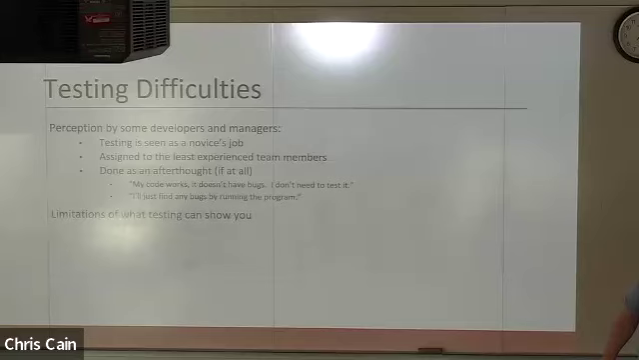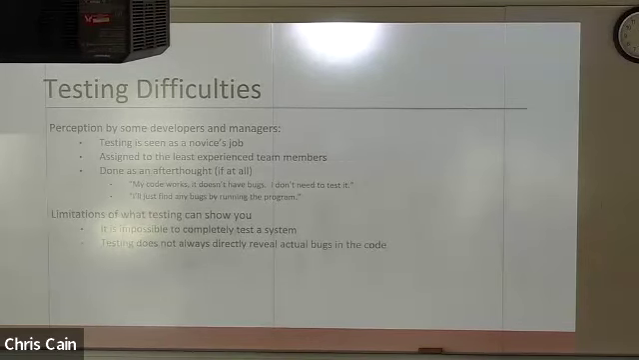Some limitations of what testing can show you. You cannot completely test a system. There are going to be so many potential inputs to a system that you cannot verify the associated output. And again, what that means is you need to use critical thinking as you start thinking about what are the tests that are going to reveal the bugs. The testing itself doesn't have to directly reveal the bugs. Maybe it just throws a particular kind of exception, or maybe it gives you a hint that something is wrong.